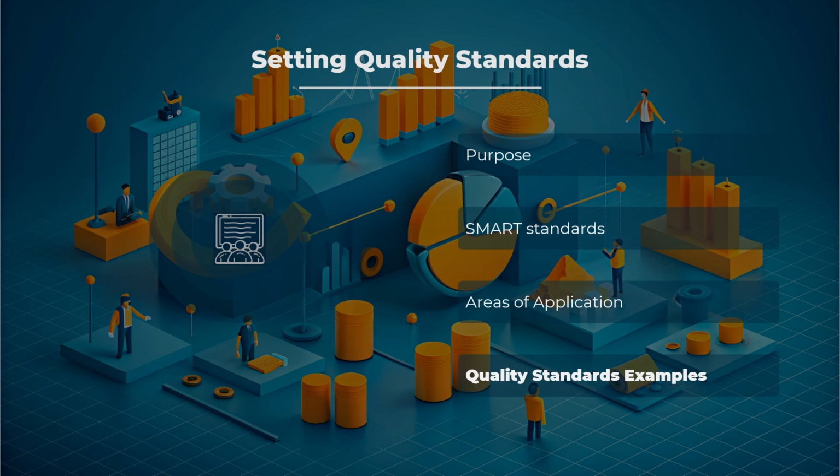These examples illustrate the variety of quality standards that can be applied to ensure high-quality outcomes in different contexts. Setting quality standards is a critical step in project quality management, providing clear guidelines and benchmarks to ensure that project deliverables meet the required quality criteria.